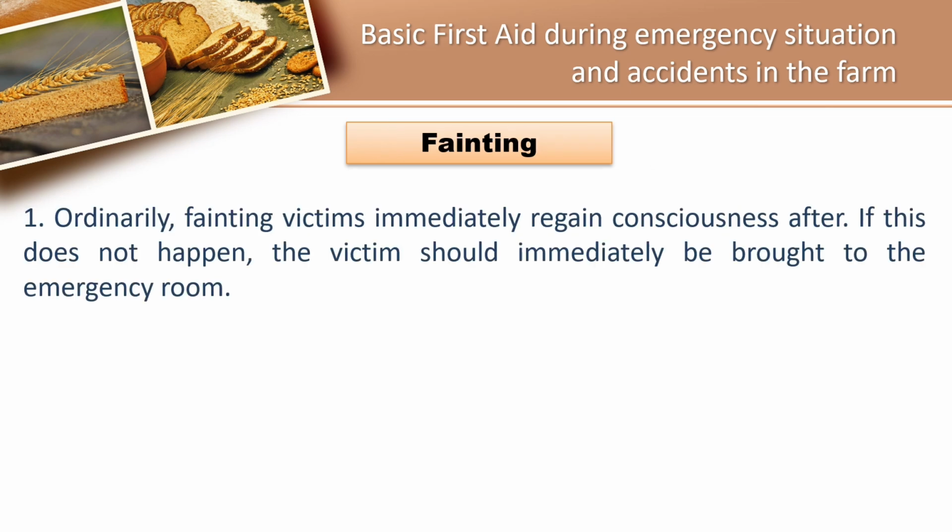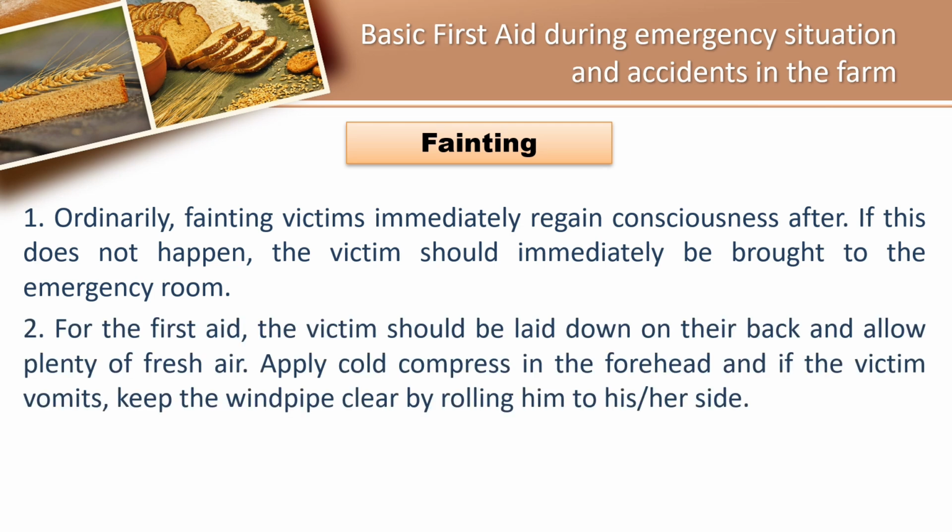Fainting. 1. Ordinarily, fainting victims immediately regain consciousness. If this does not happen, the victim should immediately be brought to the emergency room. 2. For first aid, the victim should be laid down on their back and allowed plenty of fresh air. Apply a cold compress on the forehead, and if the victim vomits, keep the windpipe clear by rolling him or her to the side.